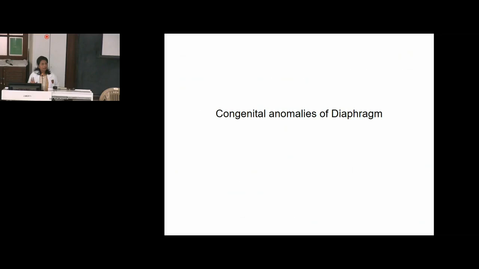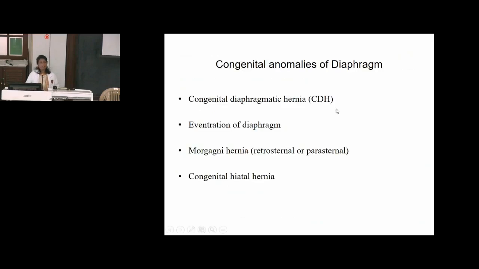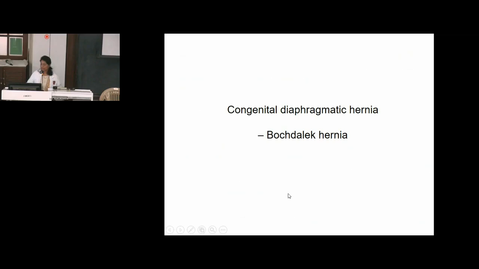That is the development of the body cavities and the development of the diaphragm. Now we'll see the congenital anomalies. The most common congenital anomaly of the diaphragm is the CDH, congenital diaphragmatic hernia, which is more common in babies. The others are eventration of the diaphragm, retrosternal or parasternal hernia or Morgagni hernia, and the congenital hiatal hernia. First we will see the congenital diaphragmatic hernia, also named the Bochdalek hernia when it is present towards the left side.